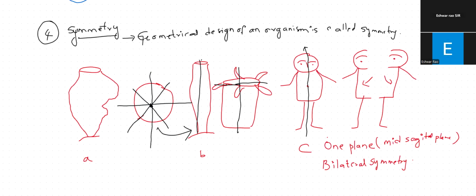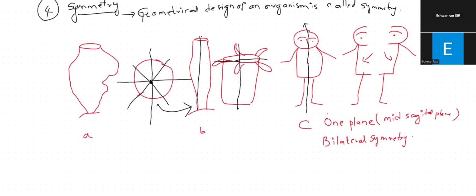So, when an organism is cut into two equal halves in many planes, then it is called radial symmetry.